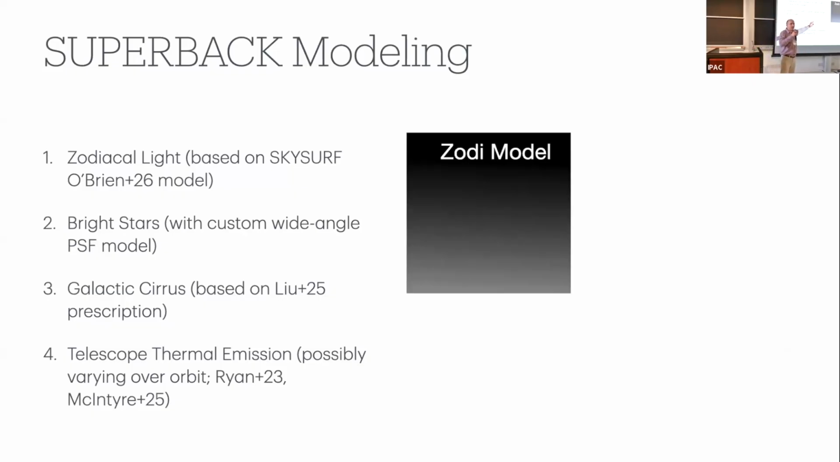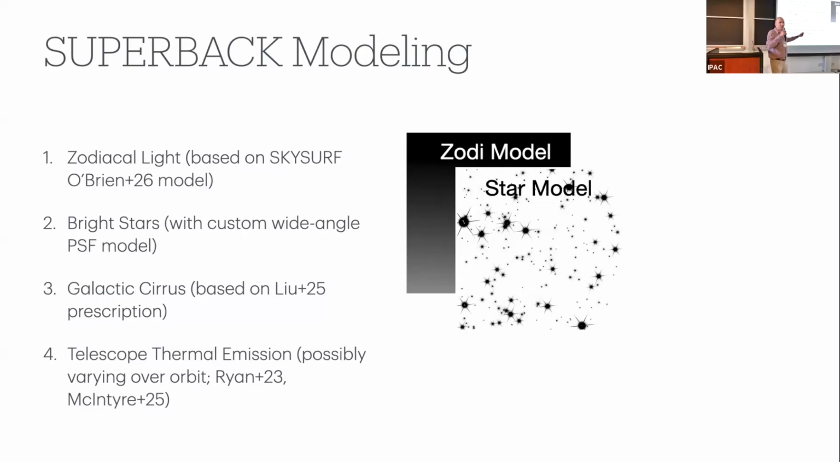I'll say for Roman, we expect there to be places where the zodiacal light background varies on the order of 1% or so. And so this is something that we'll have to model throughout the image. We'll also have a model for bright stars, the wings of the PSF. We have a custom wide angle PSF model in development. I'd be happy to answer any questions about that.